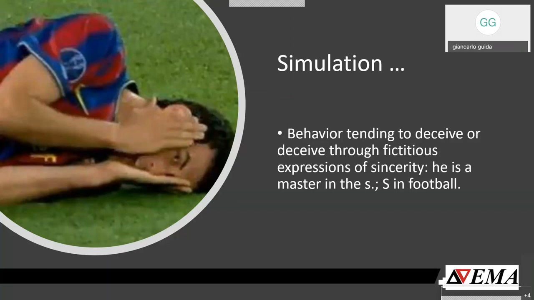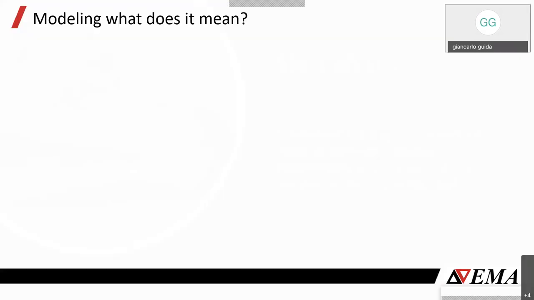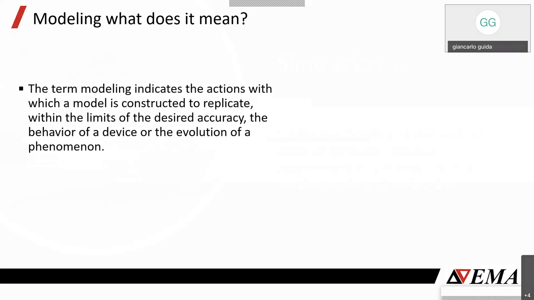So instead of simulation, what we should use is modeling. And modeling has a very different meaning in Italian. Modeling means someone that takes action to look at reality and tries to construct something, the model, that replicates reality within the limit of the accuracy you need.